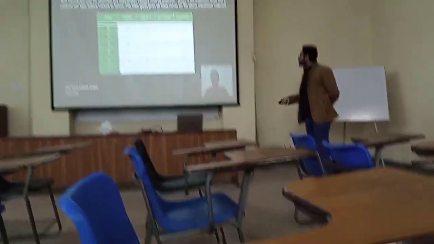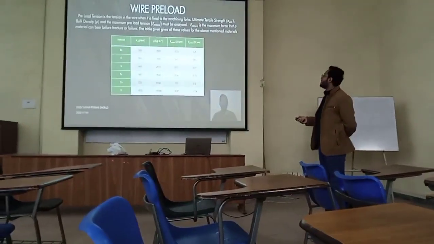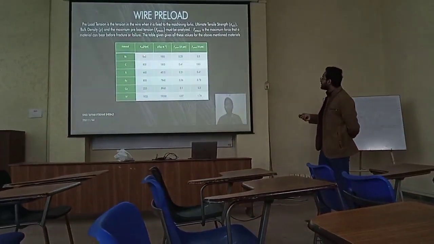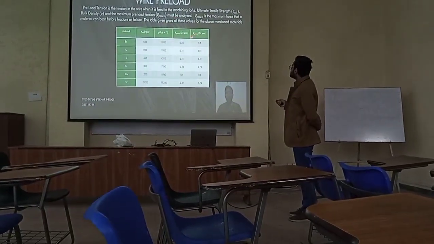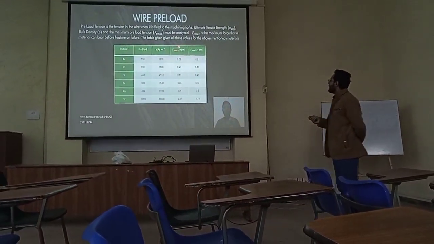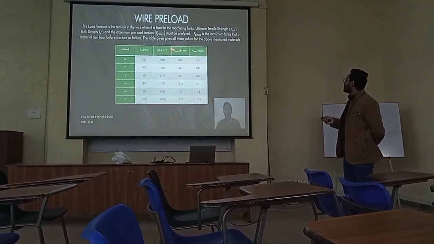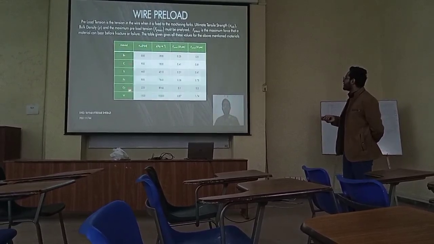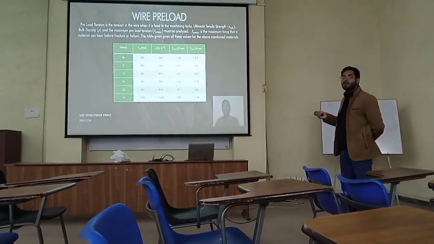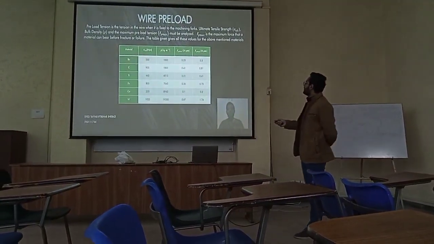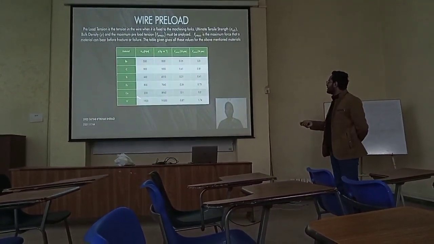So this is the data that is showing you a few of the properties of the wire. Like this is the ultimate tensile strength, bulk density of the wire, and this is the maximum preload tension that a wire can bear. This is for the 24 micrometer diameter of the wire, and this is for the 34 micrometer diameter wires. We can see that beryllium, this is the range.